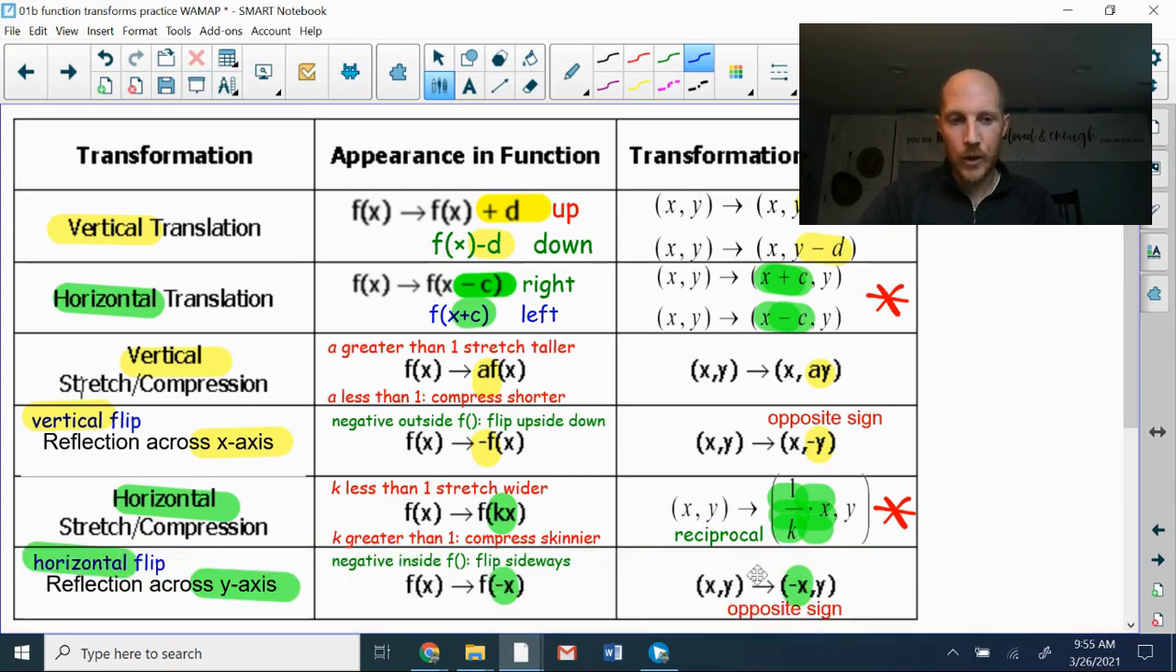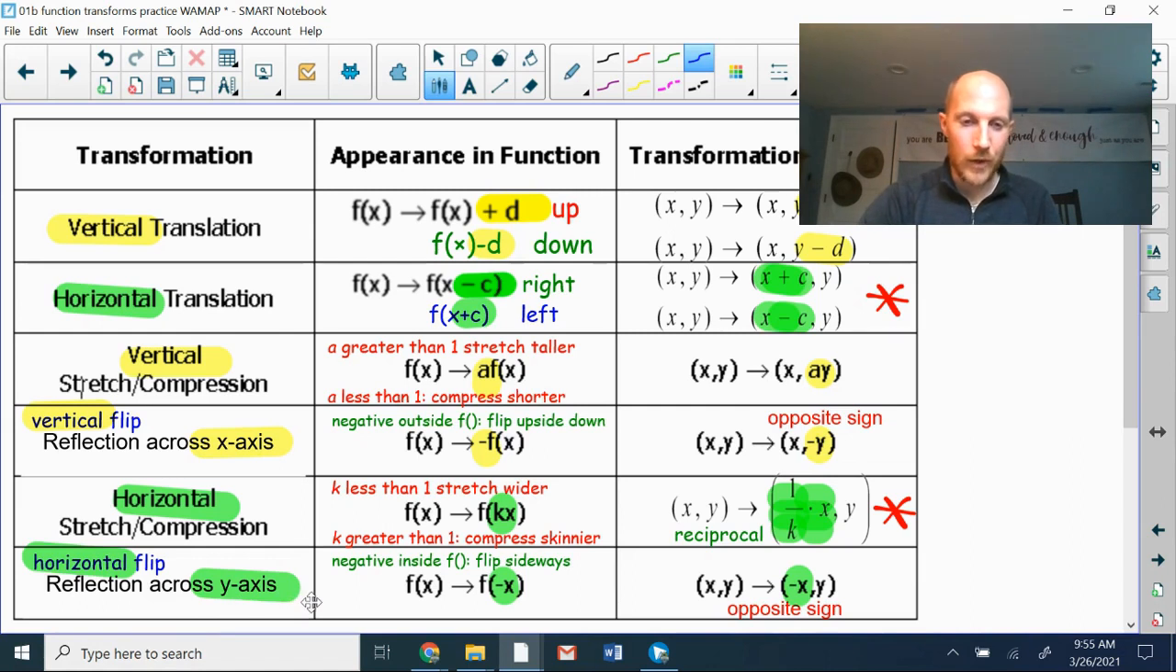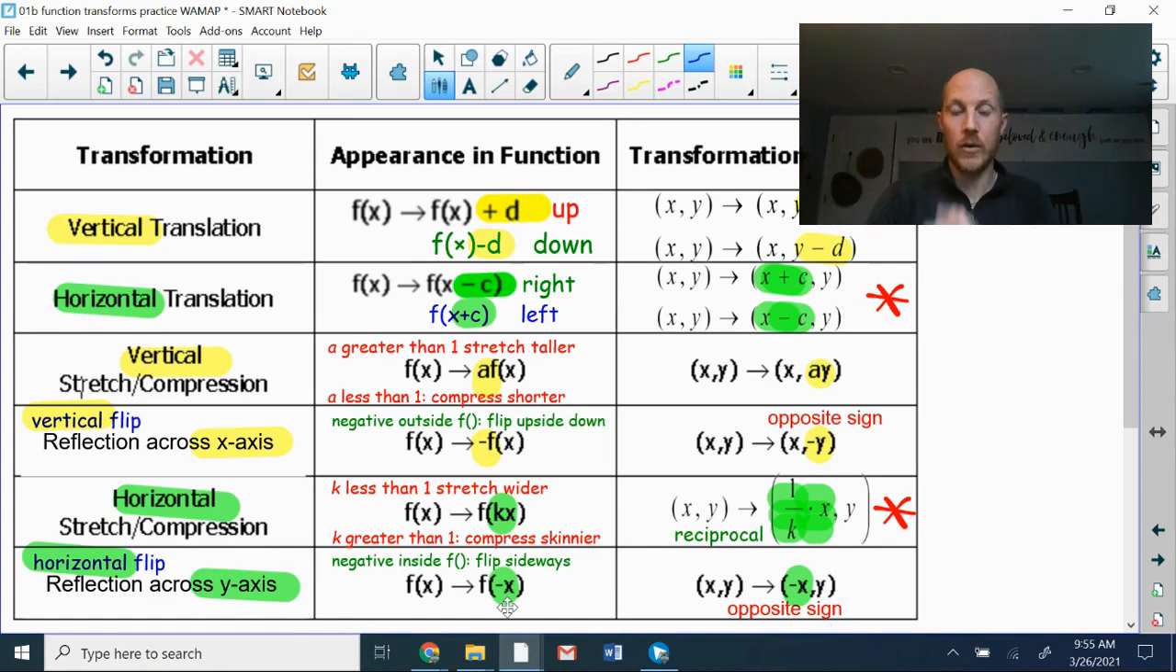And then the last one, it was a horizontal flip or a reflection across the y-axis. So it's flipping horizontally. Actual name is reflection, but again, many people describe it as a flip, and that could be helpful. So the way we see that in the function notation is a negative sign, or a -1 being multiplied onto the x, which is inside those function notation parentheses. And what that does to the coordinates in the third column over there is it just takes the original x coordinate multiplied by -1. So we're going to change the sign to have the opposite sign.